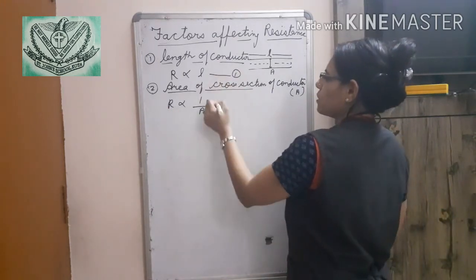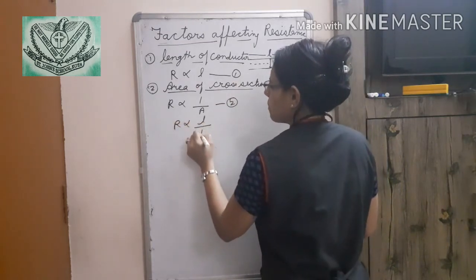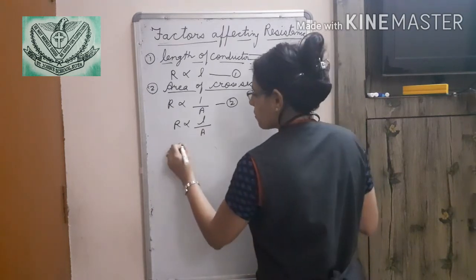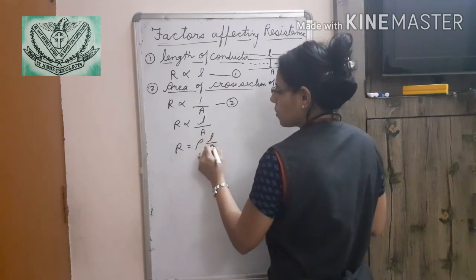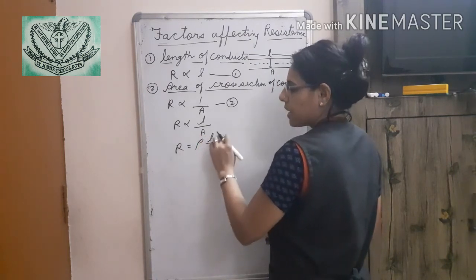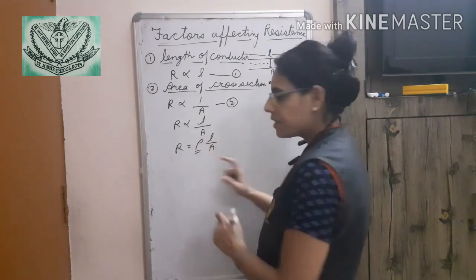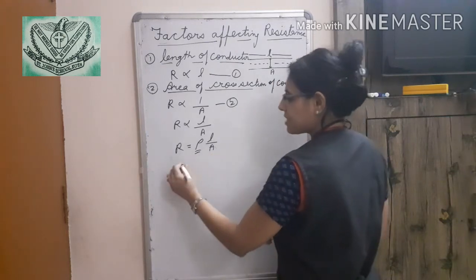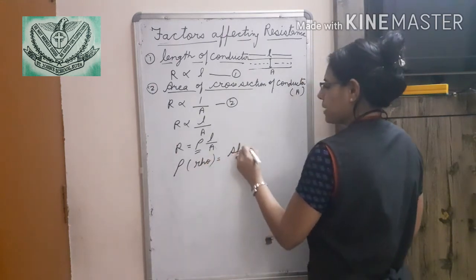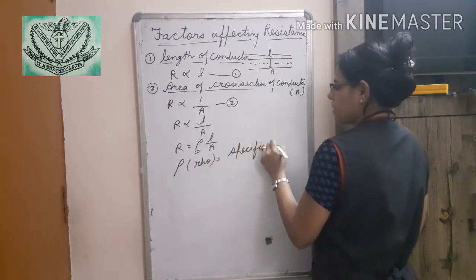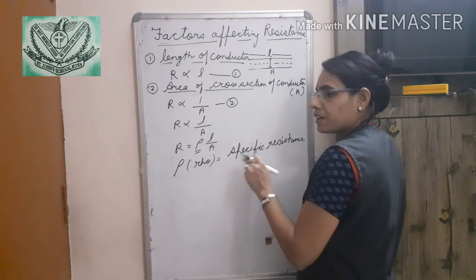By combining these two equations, 1 and 2, we can write R proportional to L upon A, or we can write R equal to rho L upon A. What is this rho? Rho is the proportionality constant. It is the resistivity or specific resistance.